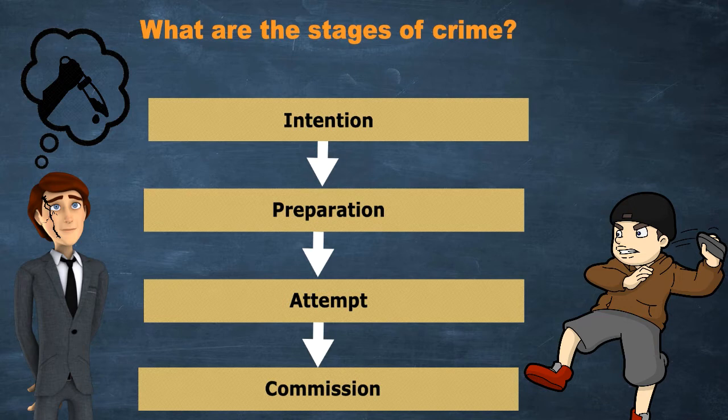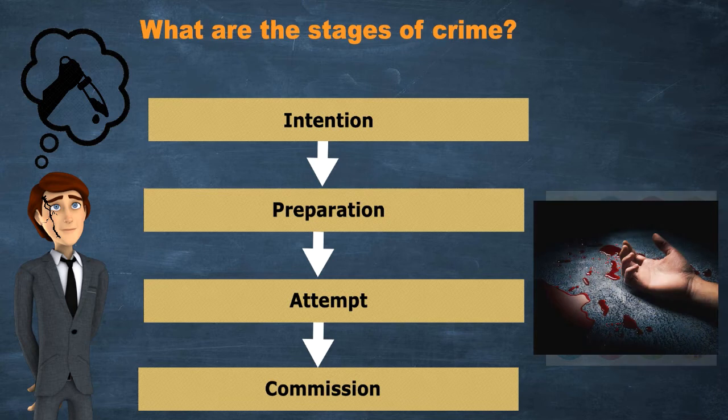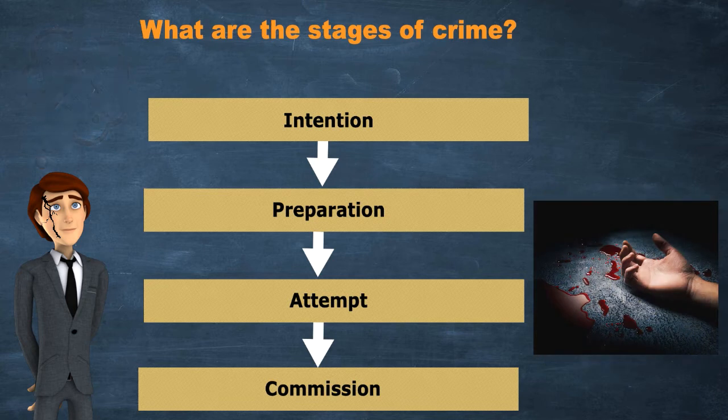monitoring B's routine so that he can kill him at the right time, at the right place, so that he can also protect himself. So he starts preparing the things in terms of monitoring B, in terms of arranging the weapon and all the things. And then once he has prepared everything, then he will attempt, and then if he succeeds, then the crime is committed. Okay? So those are the four stages of crime.